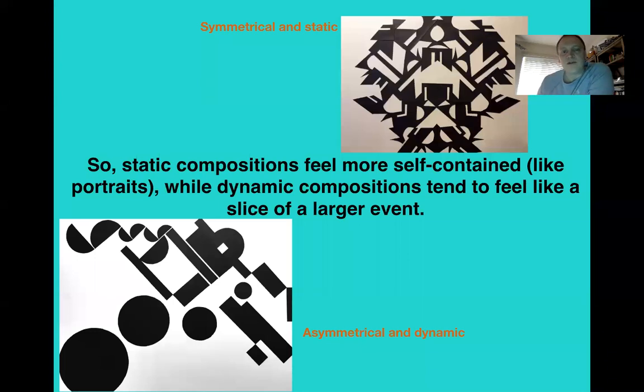So static compositions tend to feel more self-contained. Dynamic compositions tend to feel like a slice of a larger event. So static compositions, symmetry, tends to feel like a very certain space, whereas dynamic asymmetrical compositions tend to feel like a very open space.